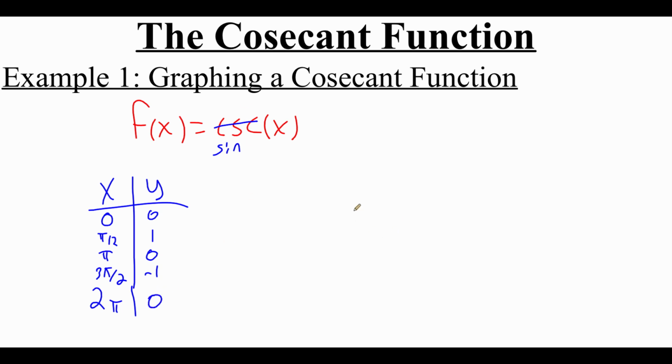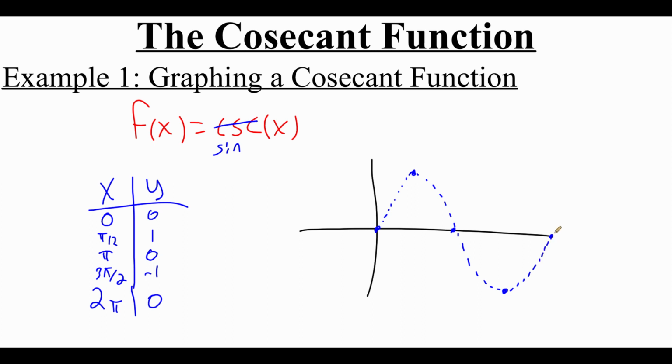So I'm going to plot those out on a graph. At 0, we're at 0. At pi over 2, we're up at 1. At pi, we're down at 0. 3 pi over 2, we're down at negative 1, and at 2 pi, we're back to 0. Now I'm going to graph this out as a dotted line because this isn't actually the graph that we want to take a look at in this example. We want to look at the cosecant.